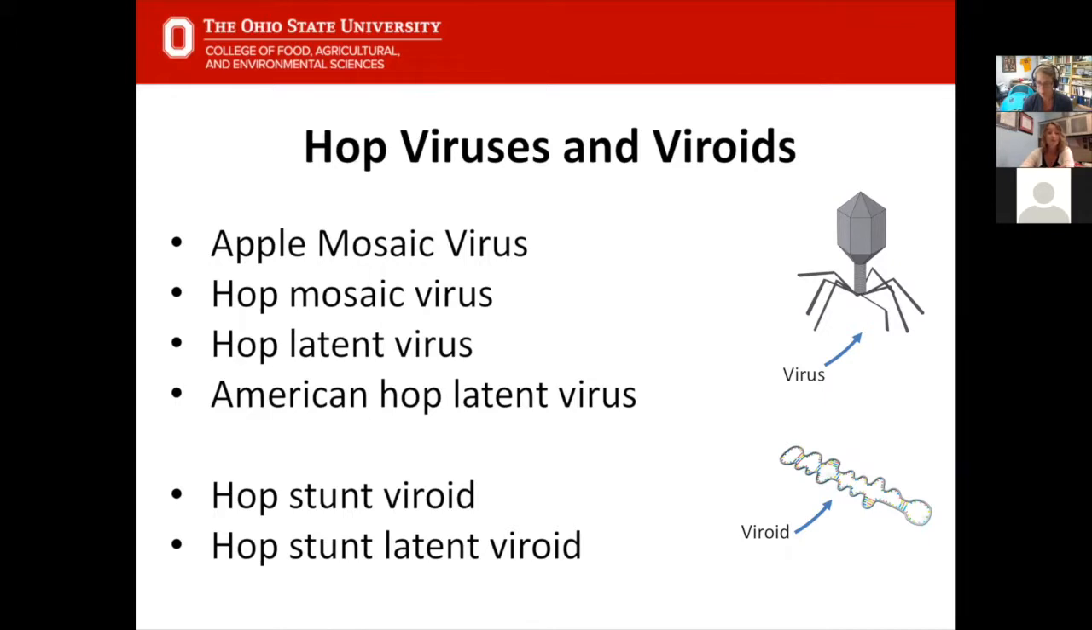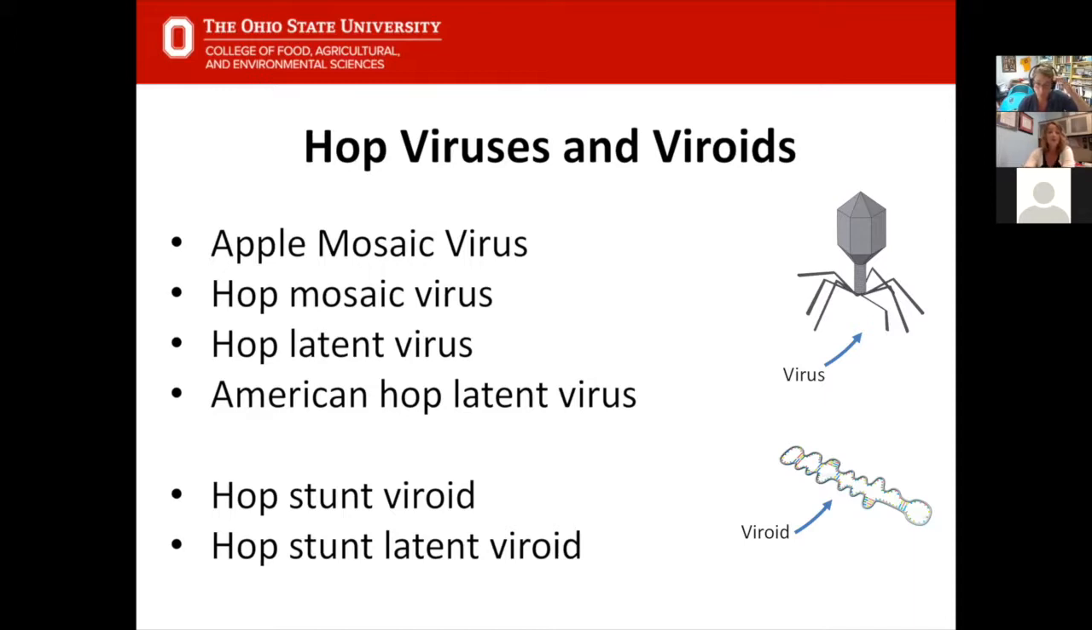As you'll see when I show you the symptoms, I'm only going to show you the symptoms for hop mosaic virus, because hop latent virus and American hop latent virus don't really have any detectable symptoms. If you get a positive result for those 2 viruses, you're actually seeing the symptoms of hop mosaic virus. And then there are 2 common viroids associated with hops: the hop stunt viroid and the hop stunt latent viroid. It's the hop stunt viroid that is the most predominant here in the US.